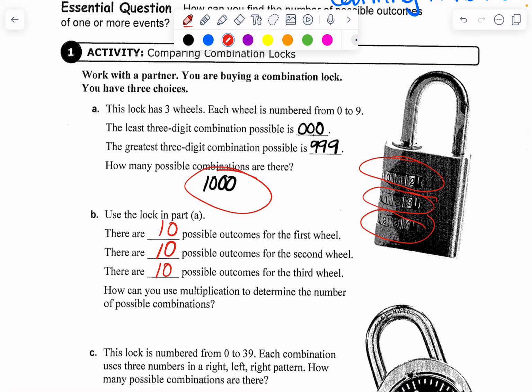We already figured out that there's 1,000 possible combinations. So now let's think of how I can get 1,000 using multiplication with this information. We can figure out the possible outcomes for each event. If we think of the first wheel, the second wheel, and the third wheel as their own events, I have 10 possible outcomes there, 10 there, and 10 there. And if I multiply these, that gives me the 1,000 combinations.